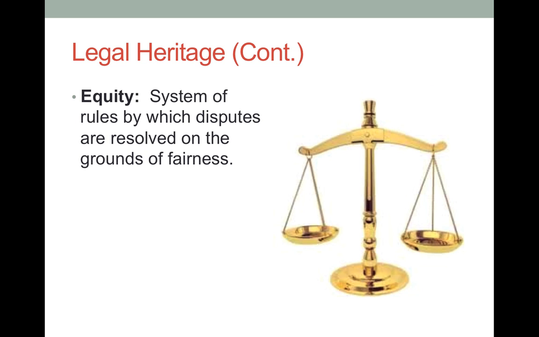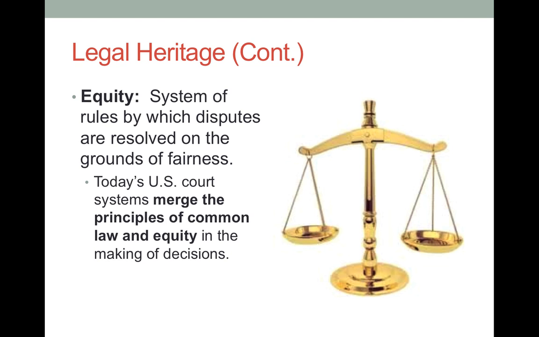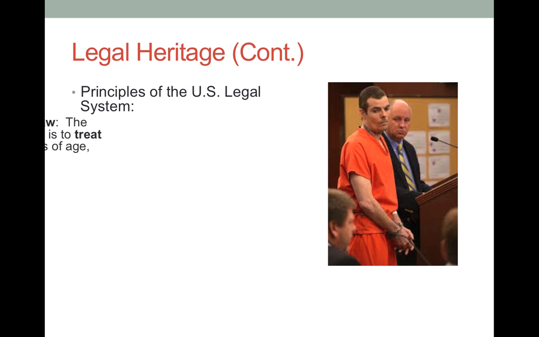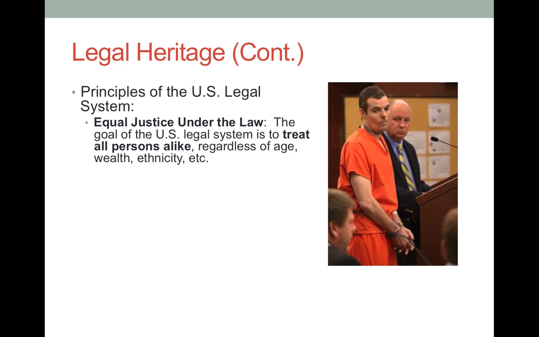And there is equity. This is a system of rules by which disputes are resolved on the grounds of fairness. Today's U.S. court system merged the principles of common law and equity in the making of decisions. Principles of the U.S. legal system: equal justice under the law. The goal of the U.S. legal system is to treat all persons alike, regardless of age, wealth, ethnicity, race, etc.